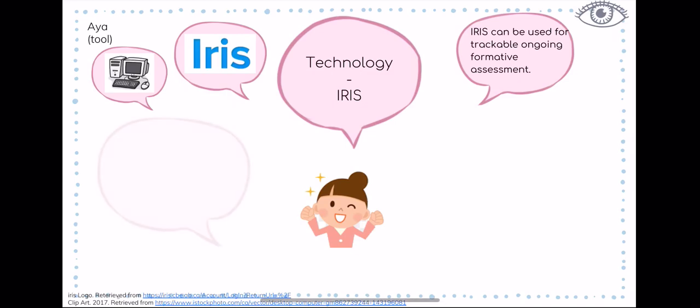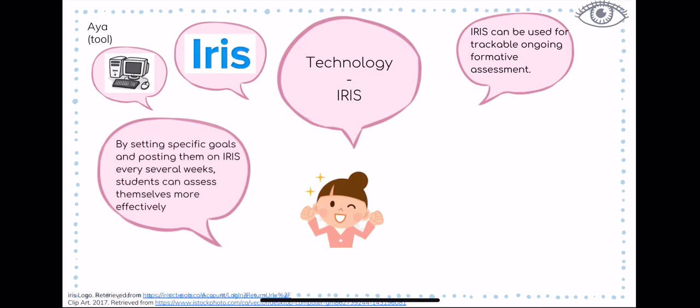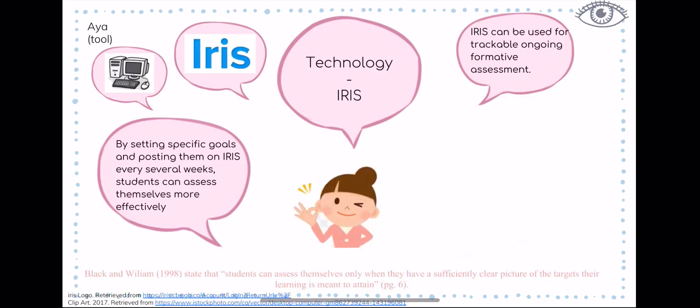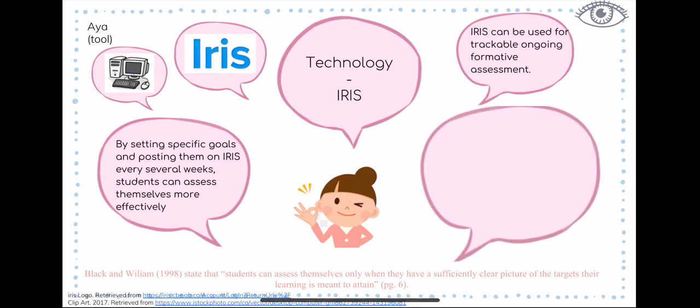Teachers who have new students that have IRIS accounts at the beginning of the school year can access the students' IRIS accounts. They can then get to know the students a little more based on their postings, which will reflect their achievements, strengths, interests, and progress thus far. IRIS can even be used for goal setting. By setting specific goals and posting them on IRIS every several weeks, students can assess themselves more effectively. They will be able to clearly keep track of and identify whether or not they accomplished the goals they previously planned to achieve, and then reflect on them to think about what their next steps are.